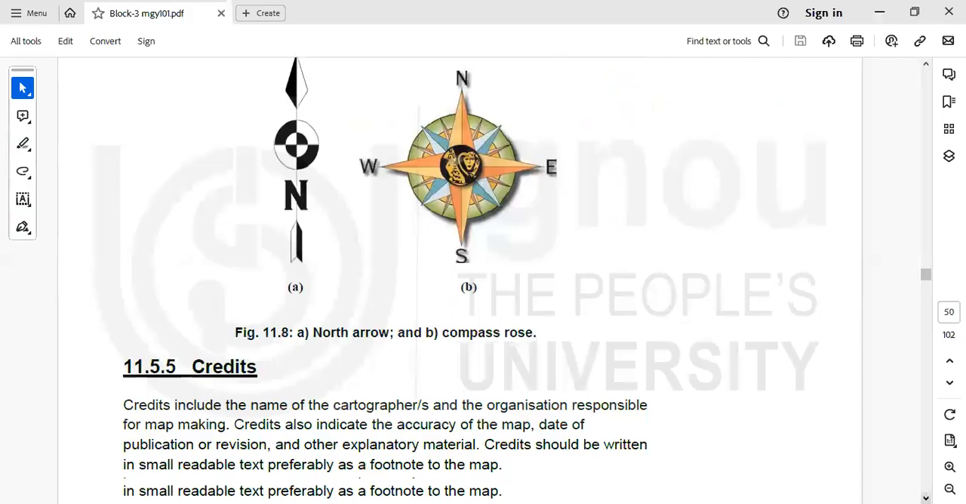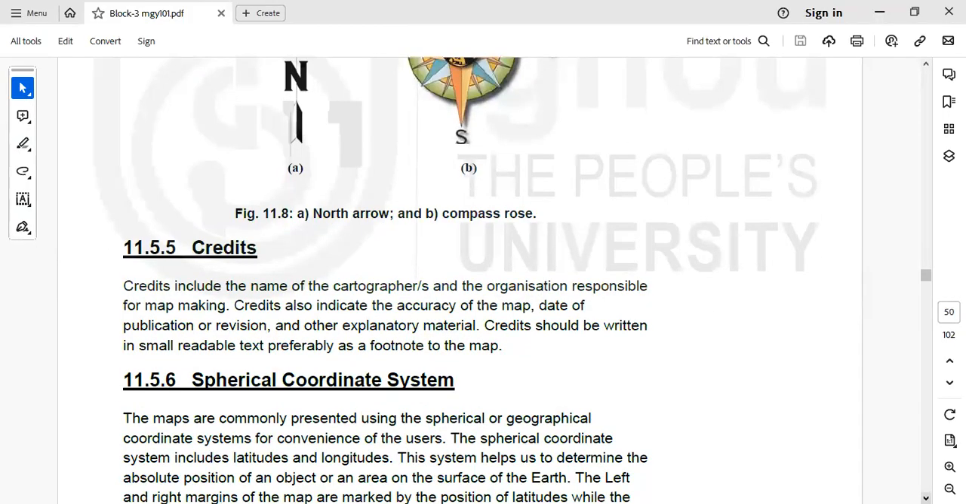Then we have the credits. Credits include the name of the cartographer and the organization responsible for map making. So credit also indicates the accuracy of the map, date of the publication, revision, and other explanatory materials. The credit should be written in small readable text, preferably as a footnote to the map.